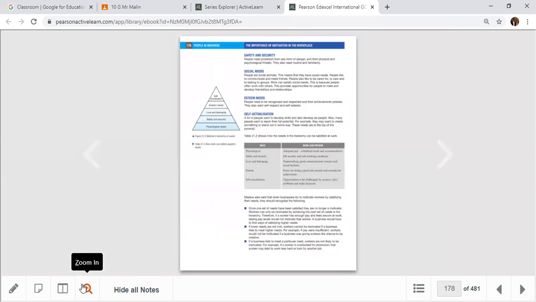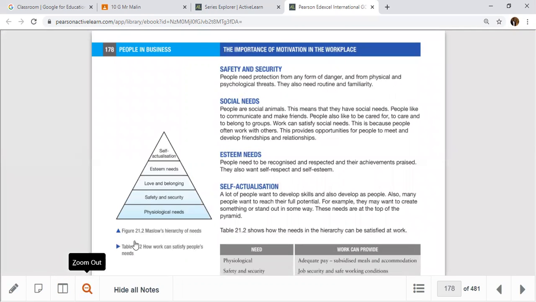Safety needs: people need protection from any danger and from physical and psychological threats. This is psychological, not P-H-Y, it's P-S-Y-C-H-O. So psychological means mental threats. People also need a routine and familiarity. That's important. Safety and security.